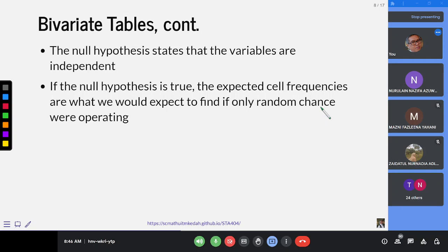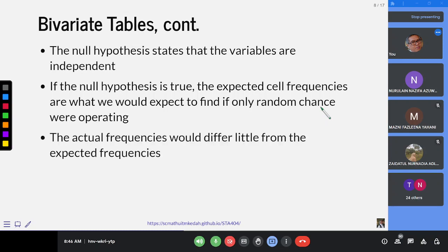If the null hypothesis is true, the expected cell frequencies are what we would expect to find if random chance were operating. So yang ni tak ada apa lah. Okay, the actual frequency would differ little from the expected frequency. Okay, ini kalau sekiranya null hypothesis is true. When you calculate the expected frequency, the value shouldn't be too far away from the actual frequency. Okay, the actual frequency dengan expected frequency shouldn't differ too much. Okay, nanti kita akan tengok macam mana nak kira expected frequency.